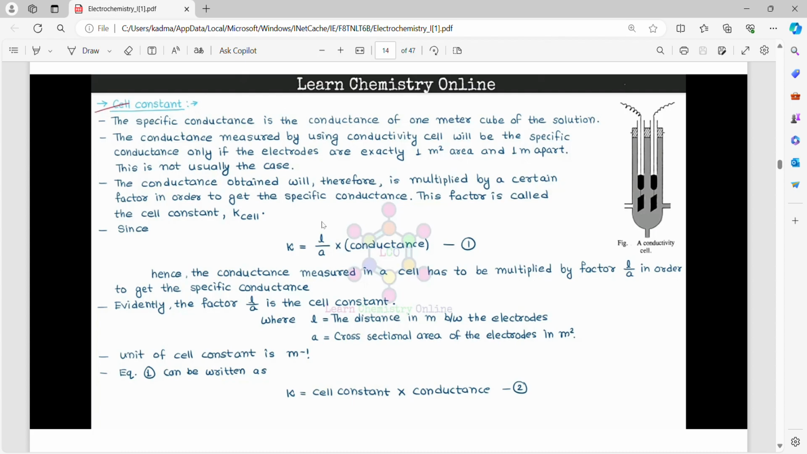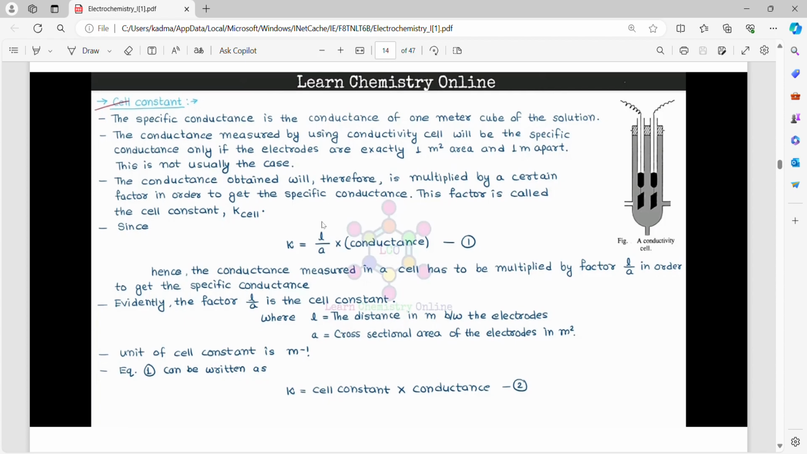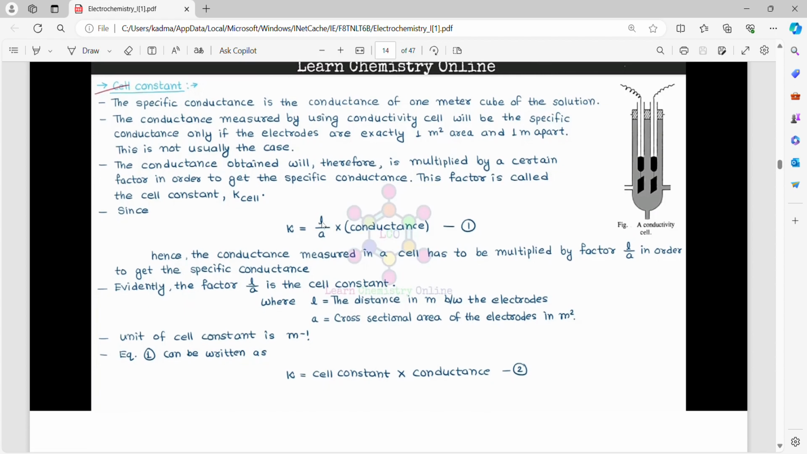Since K is equal to L by A into conductance, the conductance measured in a cell has to be multiplied by the factor L by A in order to get the specific conductance. Evidently, the factor L by A is the cell constant, where L is the distance in meters between the electrodes, and A is the cross-sectional area of the electrodes in meter square. The unit of cell constant is meter inverse. Equation 1 can be written as K is equal to cell constant into conductance.